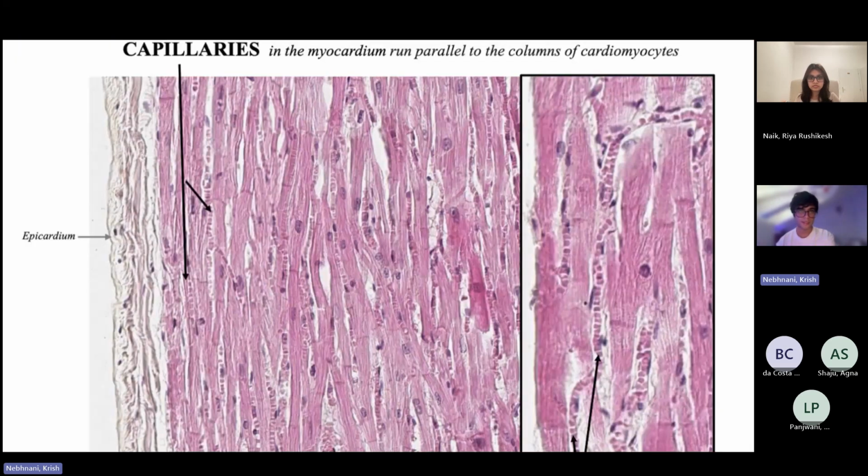blood flow more regularly. This is a picture of the myocardium. You can see the capillaries over here and the endothelium present, intermingled with the cardiomyocytes.